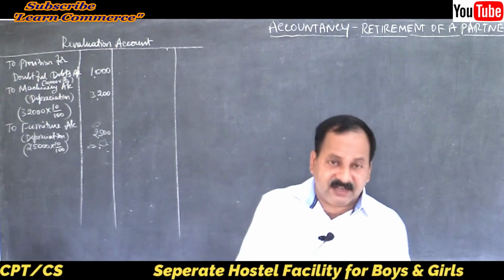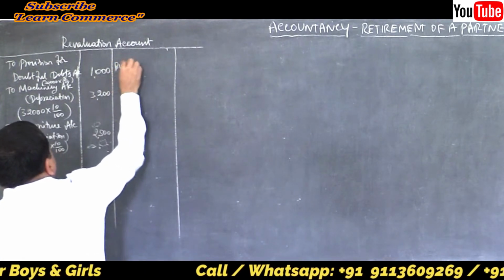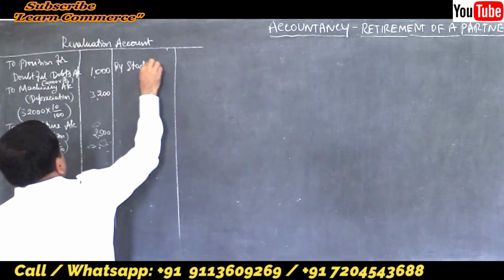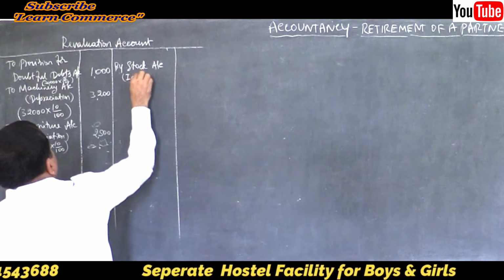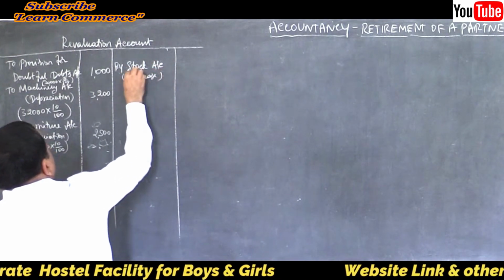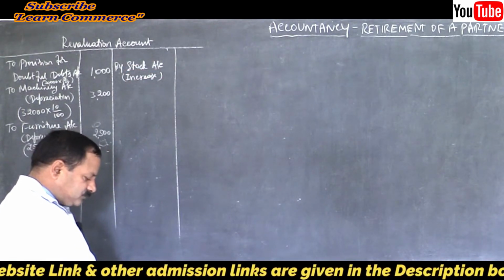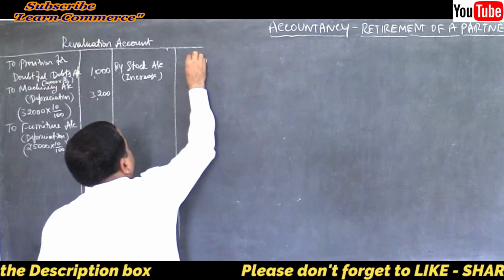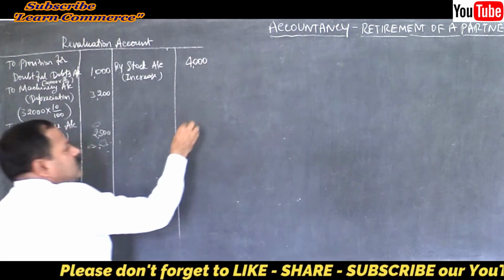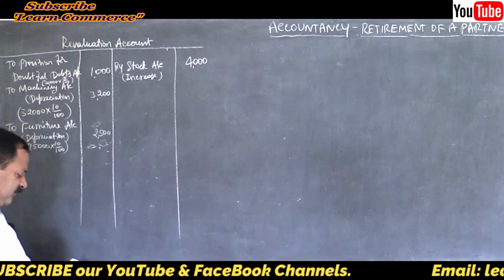Let us move on to the credit side. By stock account, there is an increase in the value of stock. Stock account, increase, 4,000. Isn't it? That's all.